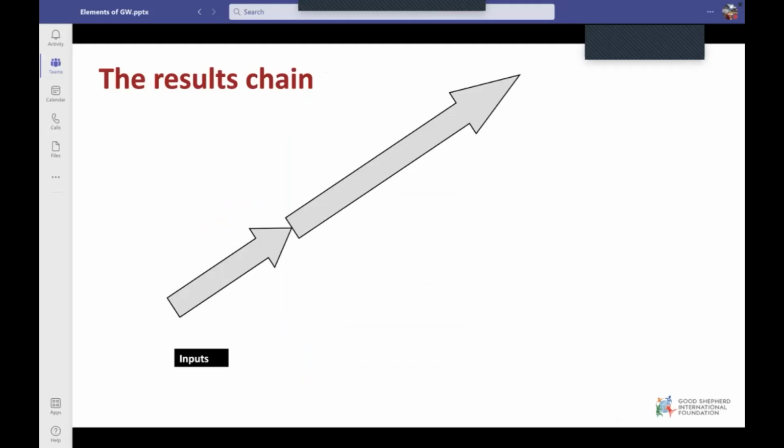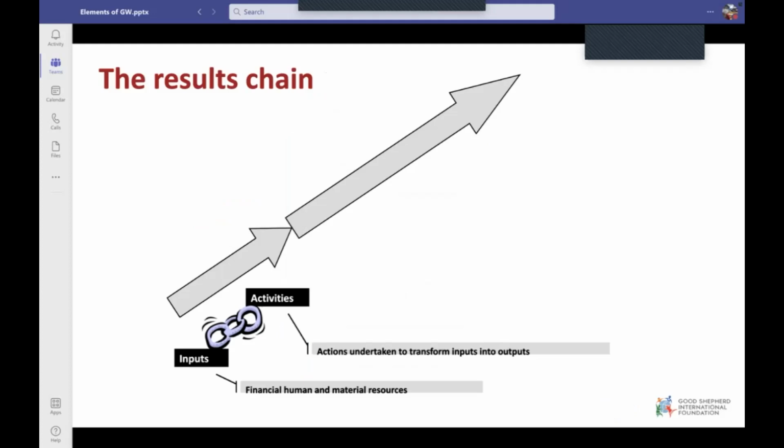From the inputs, that means the donor grants that you'll be getting, your human resources, your buildings, your people, your desks, your chairs, whatever, all these are inputs. And then we do the activities, actions undertaken to transform your inputs into outputs. So if you're running a residential program, your building, your staff, your beds, your mattresses, your kitchen, your food, all those are inputs. You use all those to run a residential program. These are the activities that you run. And within these activities, you also have case management, you have children going to school, you have after school care, you have different things, you have counseling, all those are your activities.